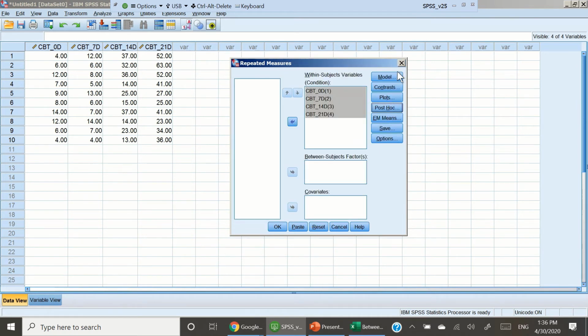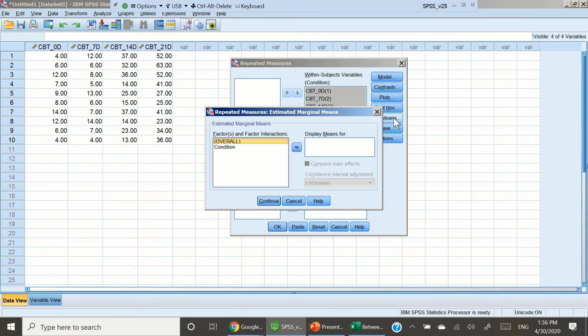What you need to do is go to EM Means. You want to display the means for all of the conditions, and then compare the main effect. The one that you want to pick is the Bonferroni, because we have 4 groups. If you have 3 groups, then the Fisher LSD is appropriate, but since we have so many comparisons, Bonferroni is the better choice of statistics.